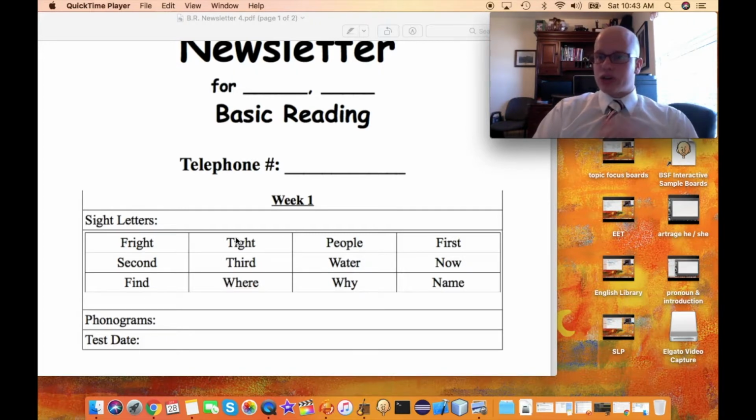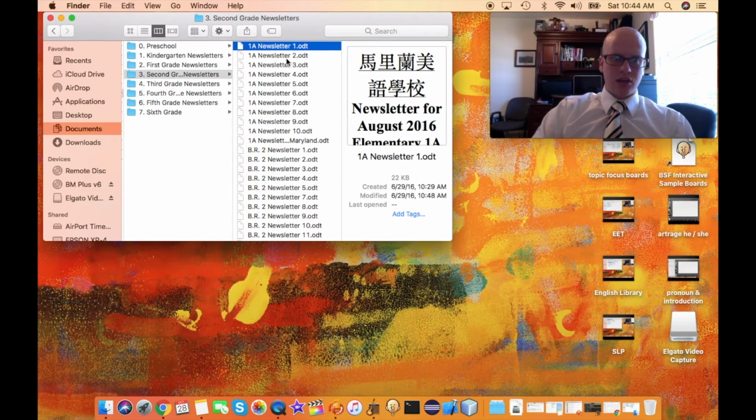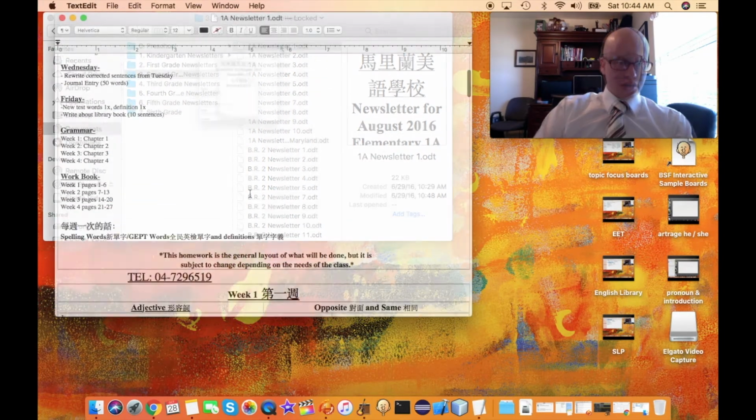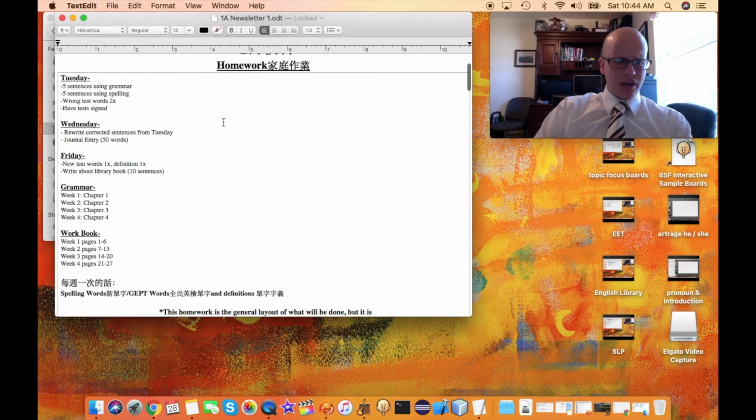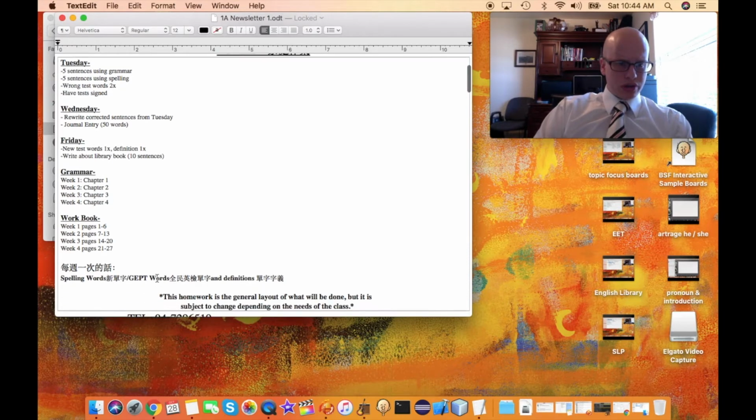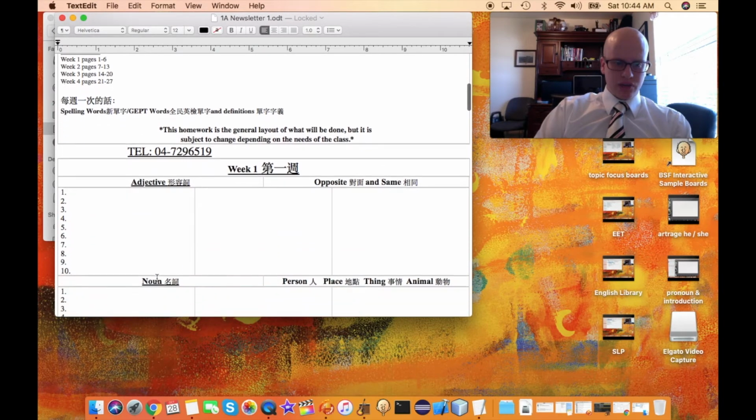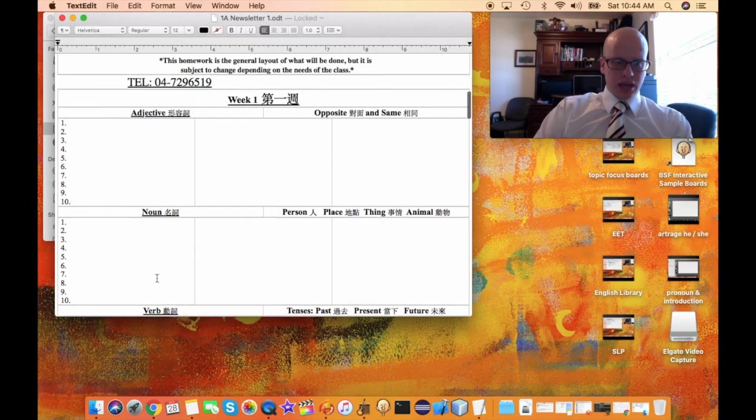Maybe your kid is taking this class and you want your kid to be able to spell all these words perfectly in English. And then the test focus would be on spelling as well as pronunciation. Now I'm going to take a look at a Taiwanese newsletter. Okay, so you have the homework up here. Different homework you're dealing with. Maybe you have to read out of a workbook. Okay, and it breaks it down.